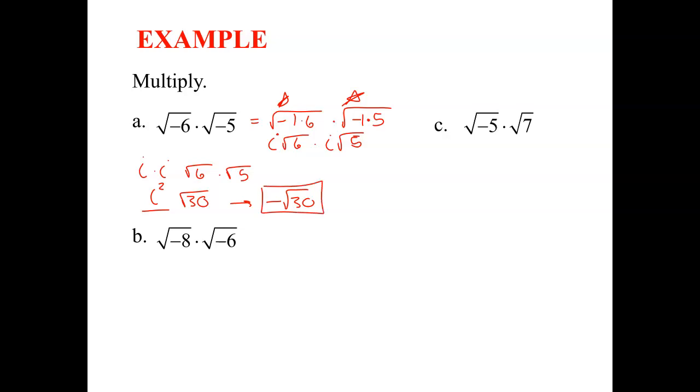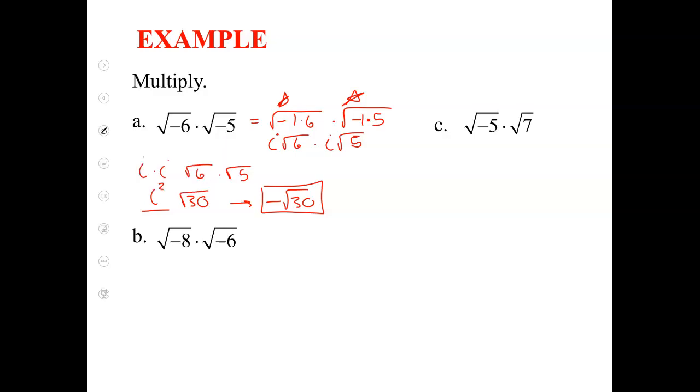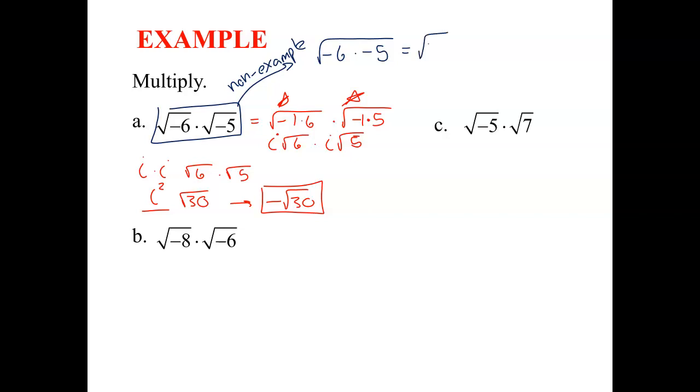Okay? Now, let me show you what happens if you forget to take out your imaginary unit first. Okay? And you go straight to multiplying these together. This is a no-no. Don't do this. Non-example. If you forget to take out the imaginary unit, you could just go ahead and say, all right, well, I'm going to take -6 times -5, which equals the square root of 30, because -6 times -5 is a positive 30.